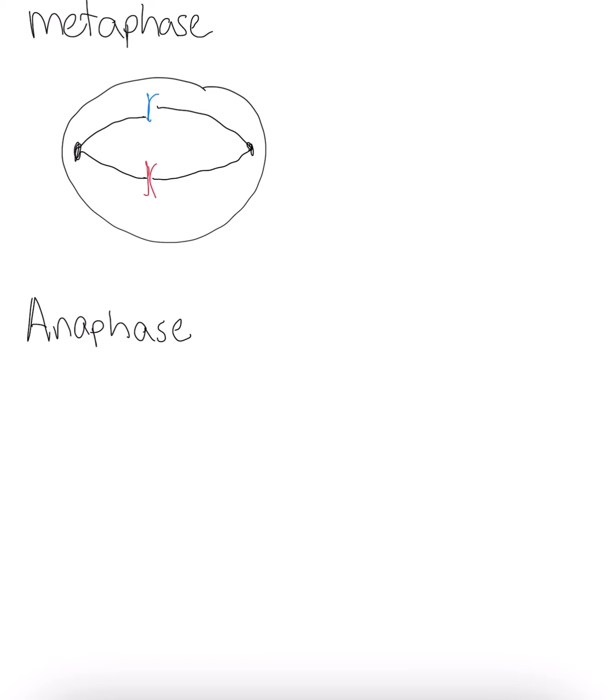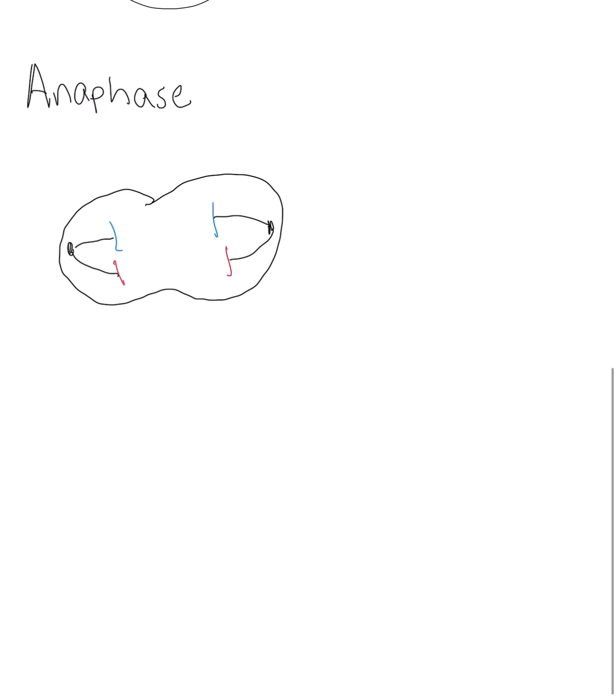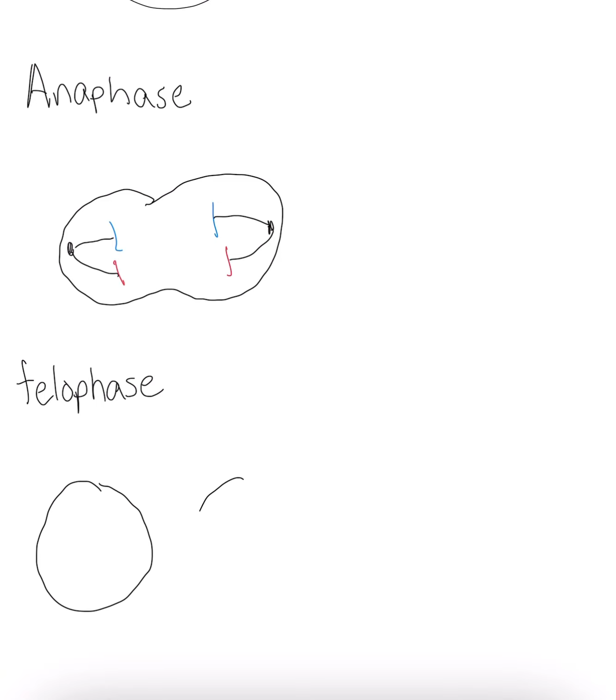Now in anaphase, the cell gets ready to divide, and we see this septum begin to form, and the spindle fibers will pull apart the chromosomes. So you have one on each side. And finally, we have telophase. And telophase is the end.